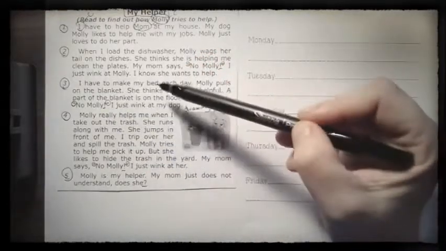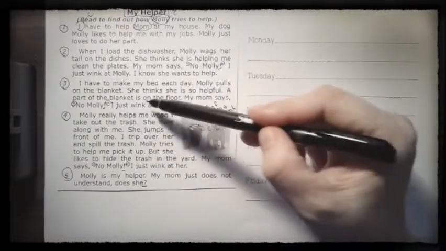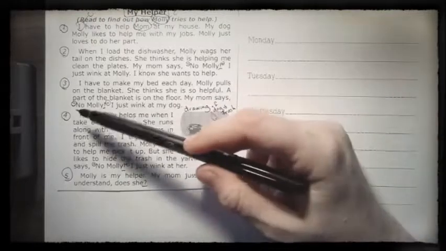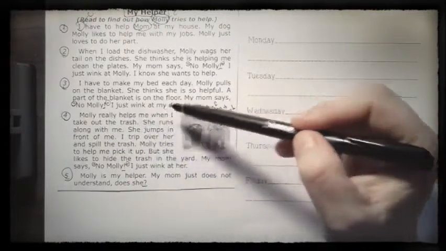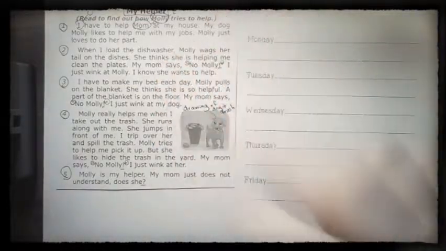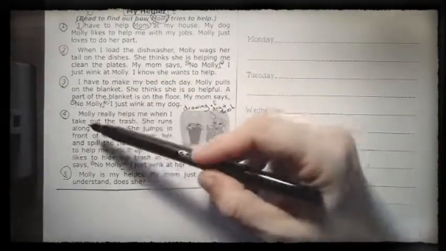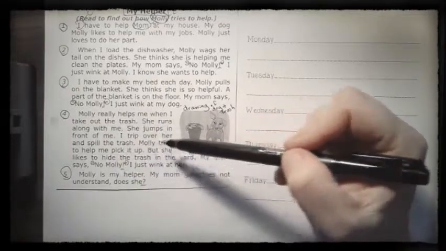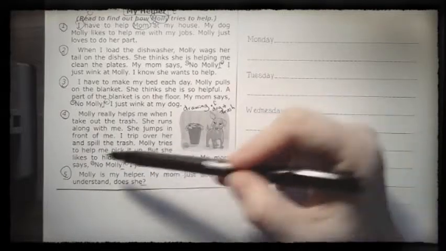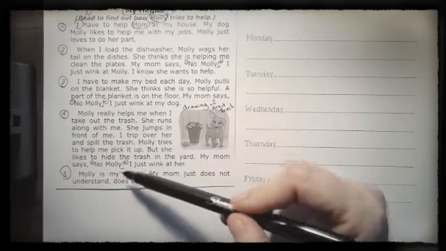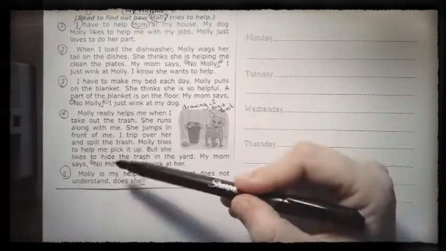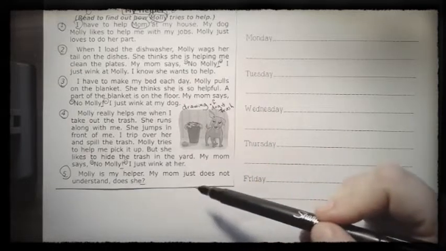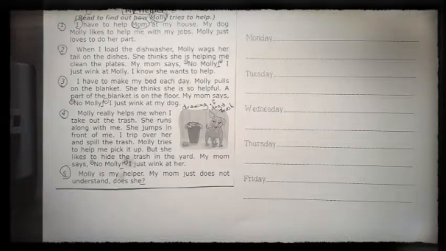I have to make my bed each day. Molly pulls on the blanket. She thinks she is so helpful. A part of the blanket is on the floor. My mom says, "No, Molly." I just wink at my dog. Molly really helps me when I take out the trash. She runs along with me. She jumps in front of me. I trip over her and spill the trash. Molly tries to help me pick it up, but she likes to hide the trash in the yard. My mom says, "No, Molly." I just wink at her. Molly is my helper. My mom just does not understand, does she?